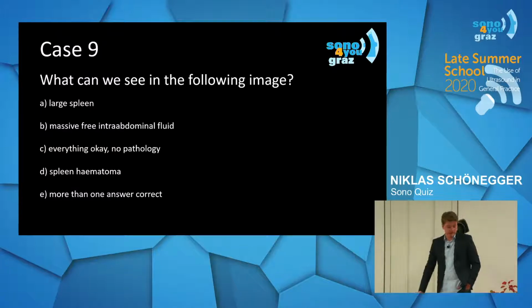So I now want to know from you, what do you think? Can you see on this image, has this patient a large spleen? Has he massive free intra-abdominal fluid? Maybe some bleeding, and because of that he's fatigued? Is everything okay? He's just exhausted. Does this patient have a spleen hematoma, or is more than one answer correct?